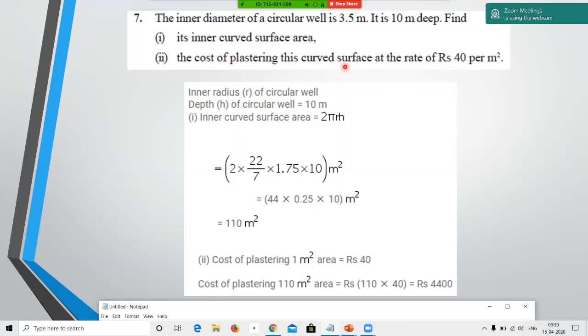In this sum, they have clearly mentioned find the cost of plastering this curved surface area, but there might be sums which are not telling you that. They might just be telling you find the cost of plastering. That's it. So then you have to understand. That's why I raised this topic.